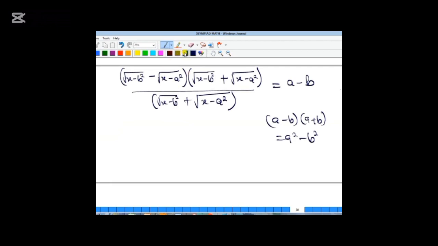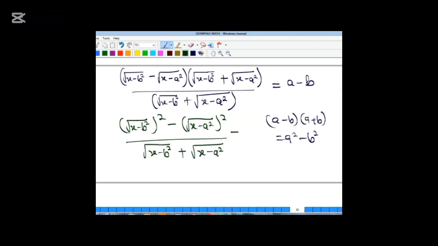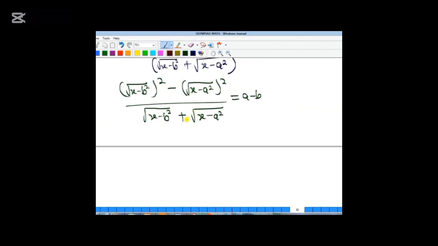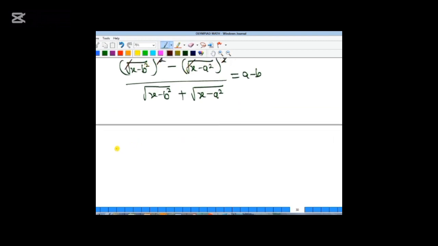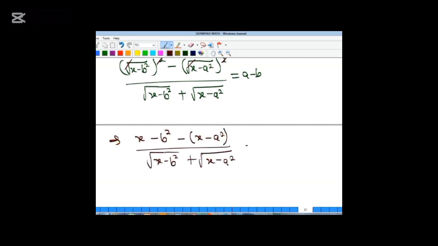So that's going to now give us, by the time I do that, the denominator will still be the square root of x minus b squared. Okay, so remember your right hand side will still be a minus b. At this point, of course, the square here will take away the square root. The same will happen here. So the numerator is then going to give us all equal to a minus b.